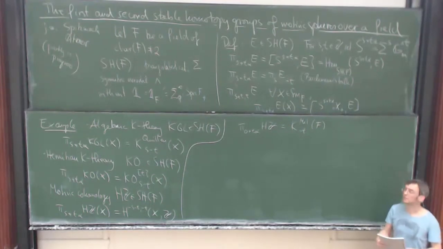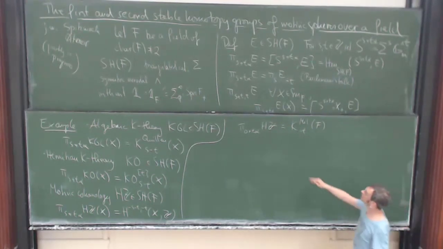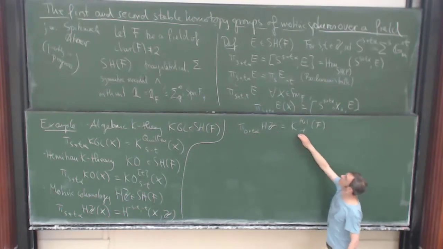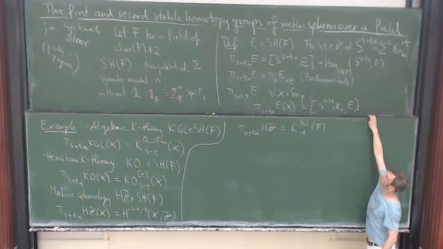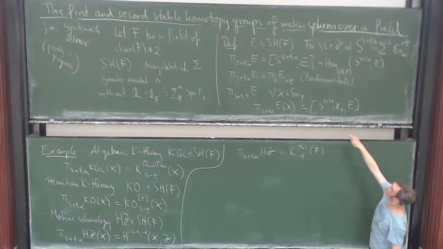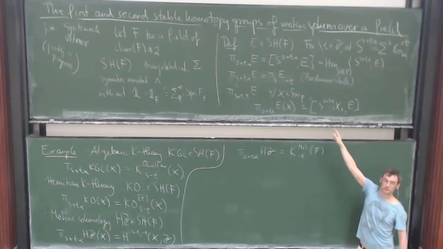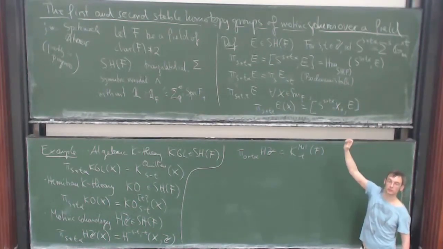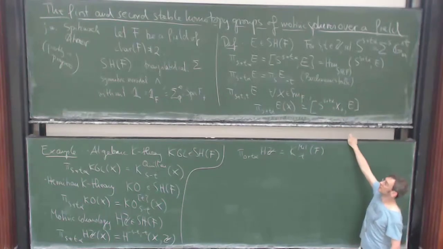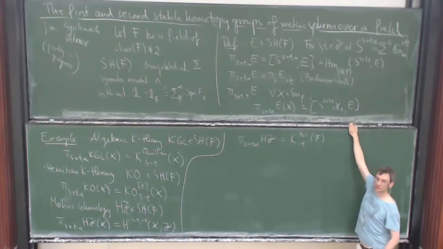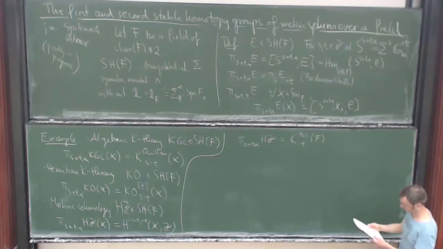Evaluated at a point? Pardon? Here? Yeah. So if I don't write a smooth scheme behind it, this is the first definition of just the coefficient group evaluated at the point. And this is actually going to be my major case of interest.